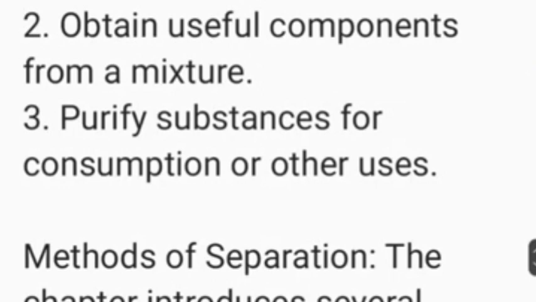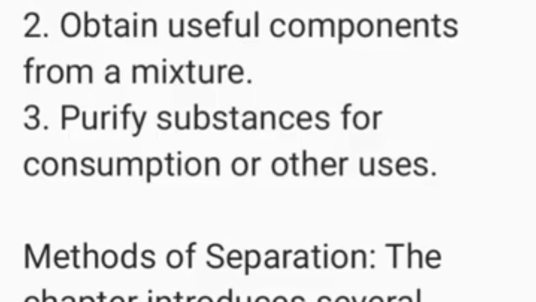Why do we need separation? Separation is essential to 1. Remove unwanted or harmful substances. 2. Obtain useful components from a mixture. 3. Purify substances for consumption or other uses.